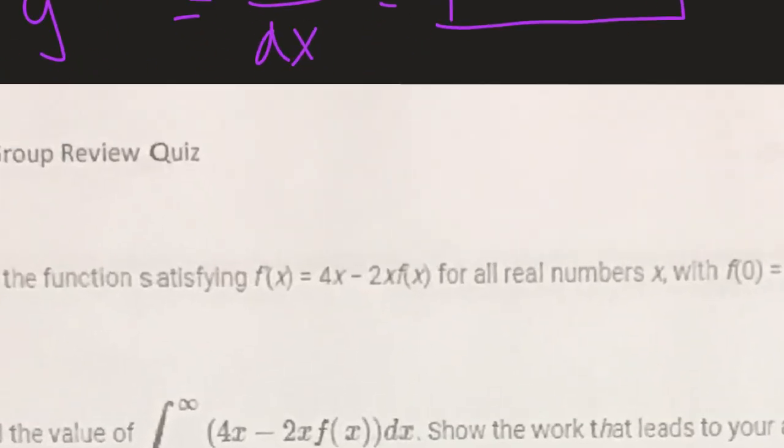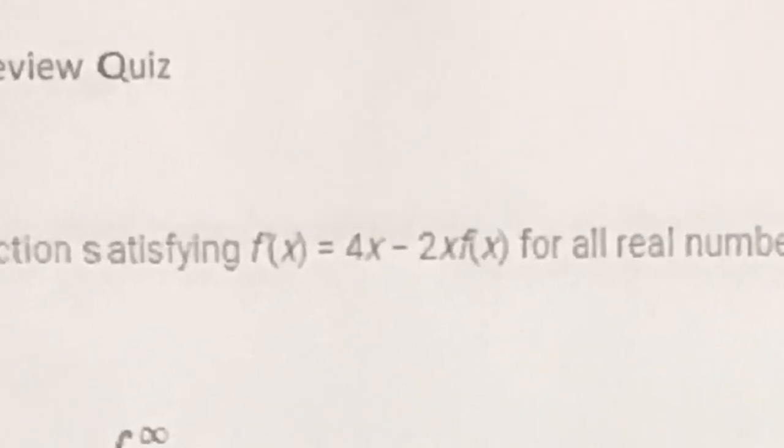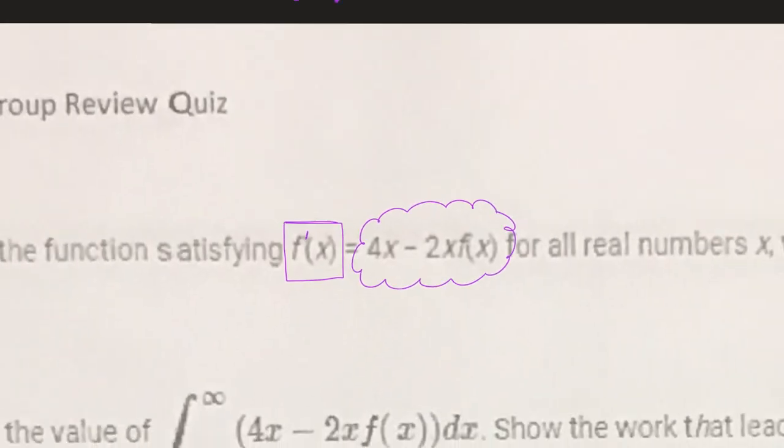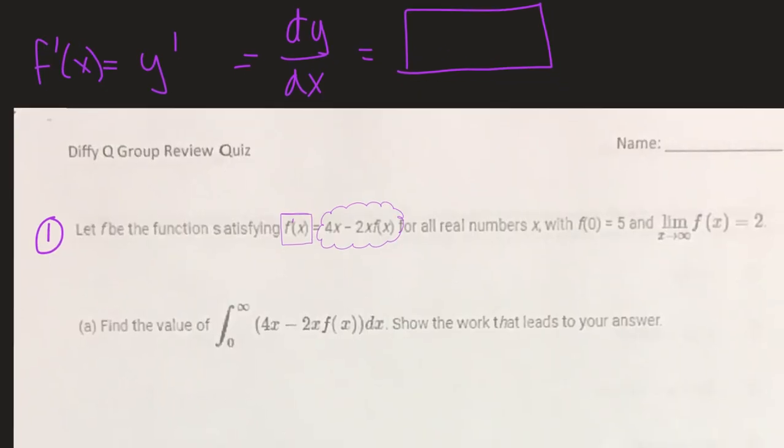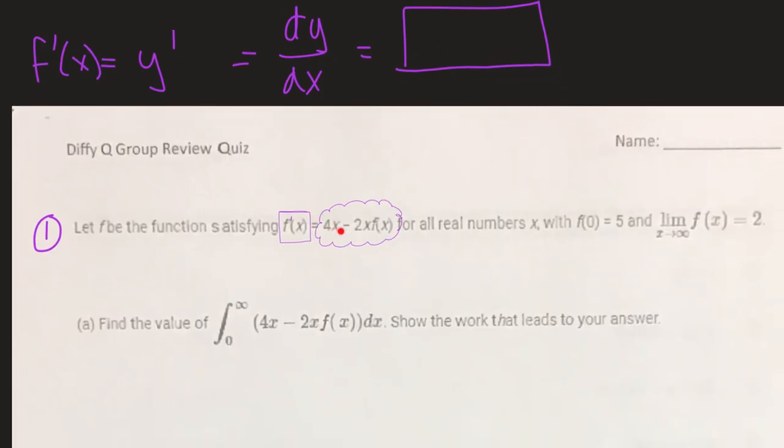Okay, so this one says that we have f prime. Notice this is f prime. Maybe you didn't notice the tiny little f prime, but f prime is some equation. So that's true, the derivative is this: 4 times x minus 2 times x times the y value, right? f of x is the y value for that given x.